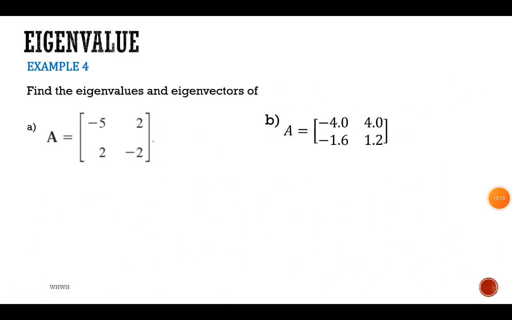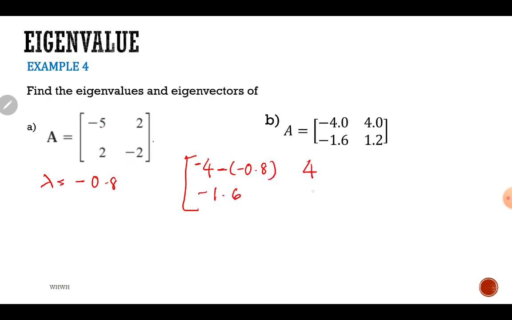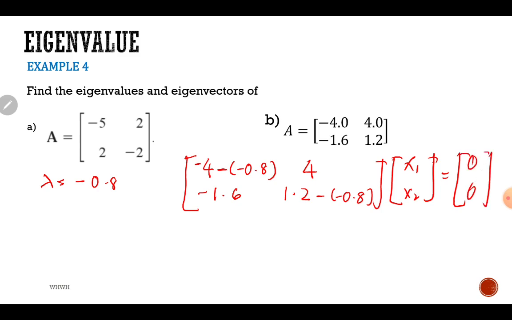Okay, so untuk lambda equals to negative 0.8, same step tadi, kita cari negatif 4 tolak dengan tolak 0.8. 4 negatif 1.6 tak ada apa. 1.2 tolak dengan negatif 0.8. Darab dengan the value of x1 and x2 we're looking for our eigenvector, and this is 0, 0.